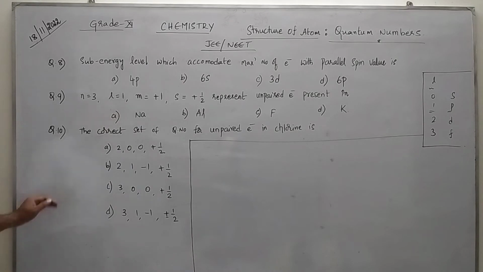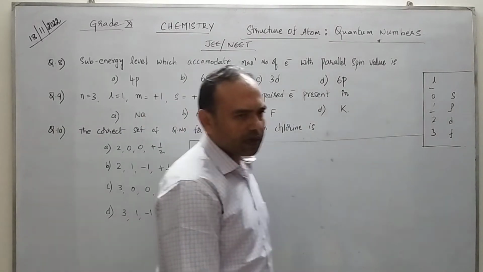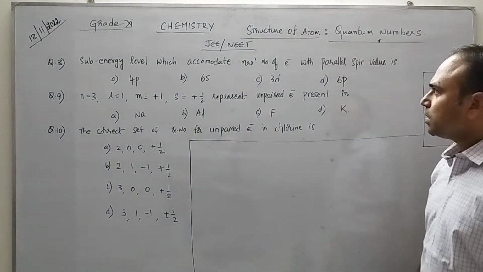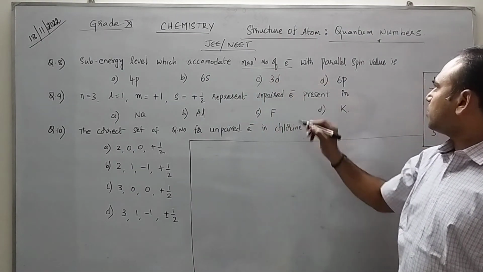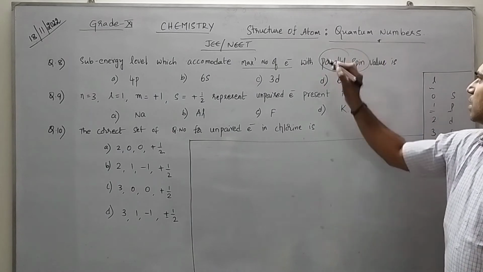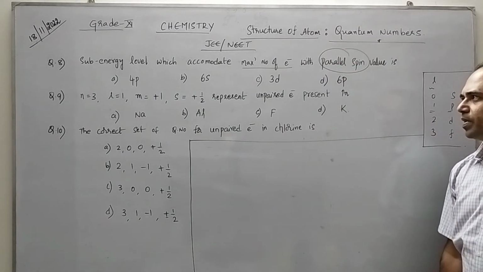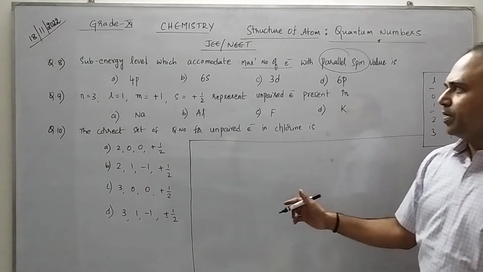Now let us discuss the last 3 questions, 8, 9 and 10. What is given in question number 8? They are asking the sub-energy level which accommodates the maximum number of electrons with the parallel spin. We should know what is parallel spin and what is anti-parallel spin.